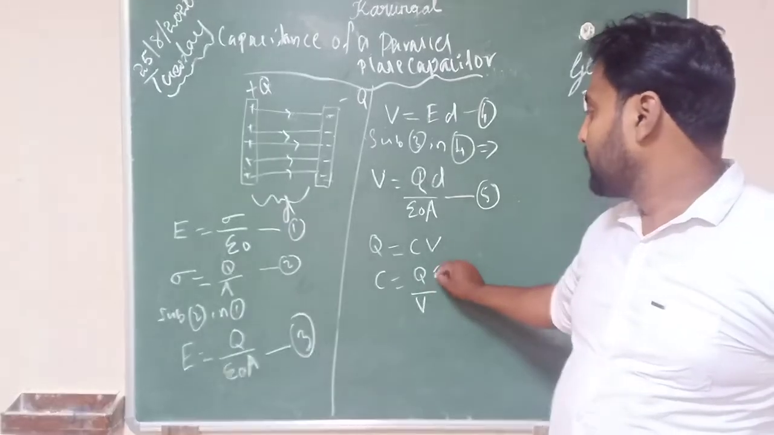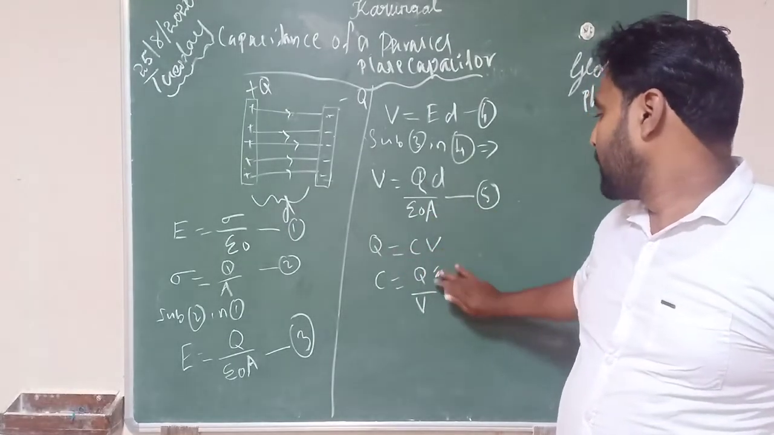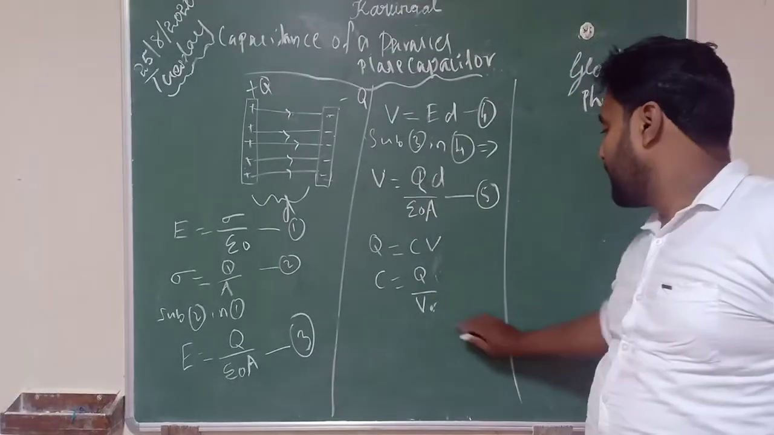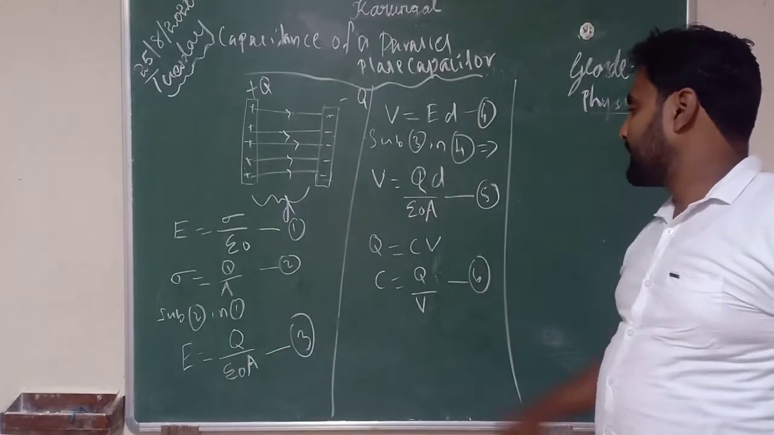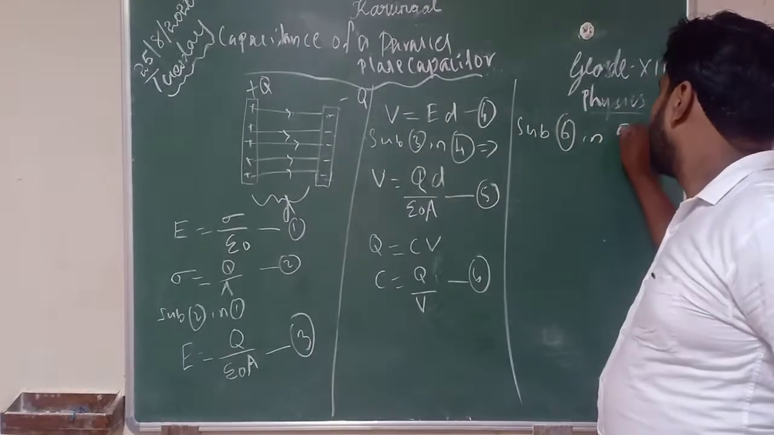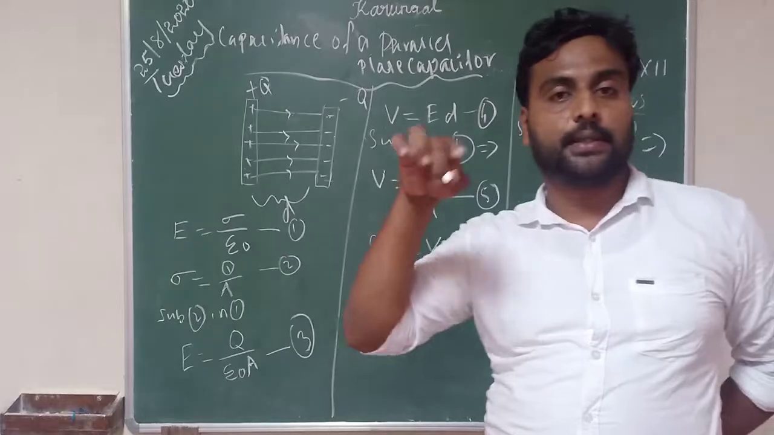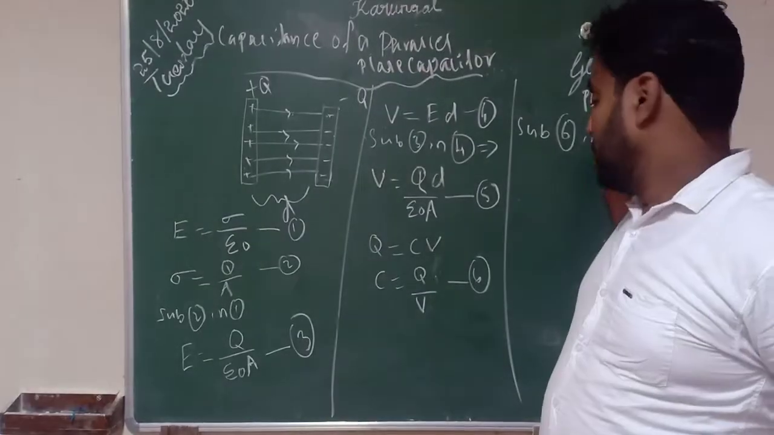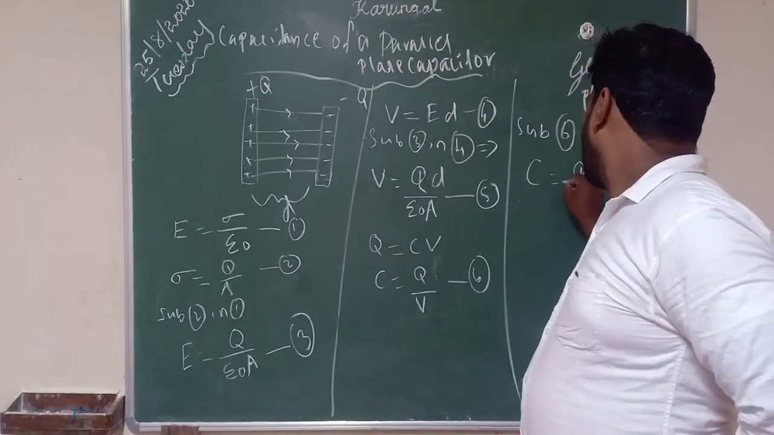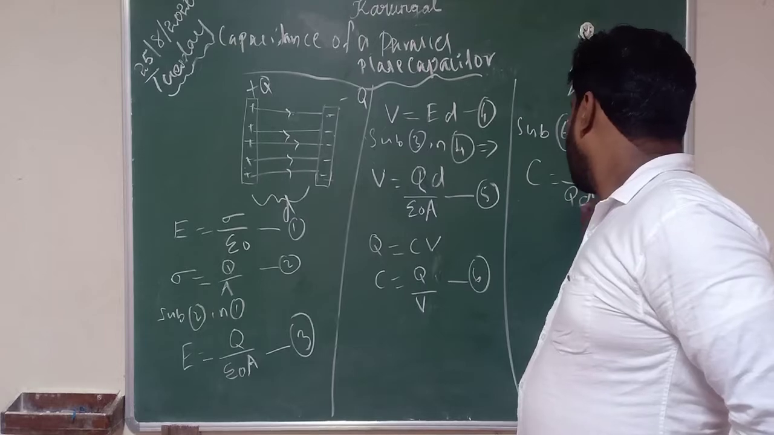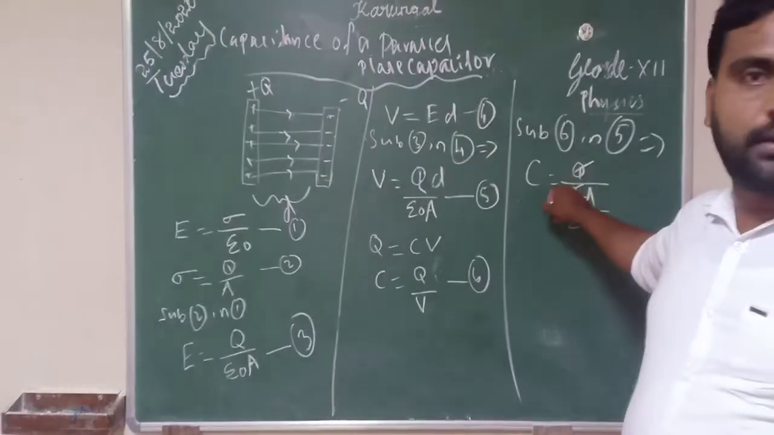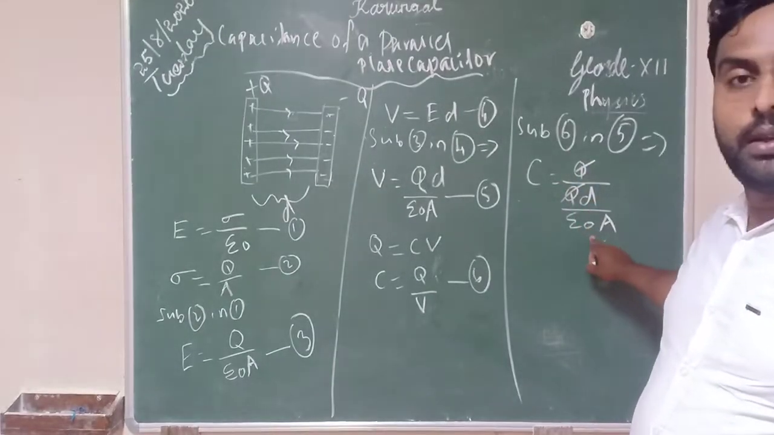Already we have found V: V is equal to QD by epsilon 0 A. So take this as equation 6. Substitute equation 6 in equation 5. So we will get C equal to Q by QD by epsilon 0 A. Here Q and Q cancel. So what we will get? D by epsilon 0 A.